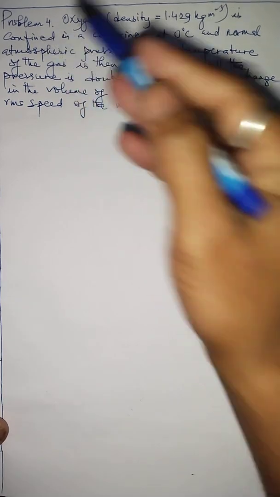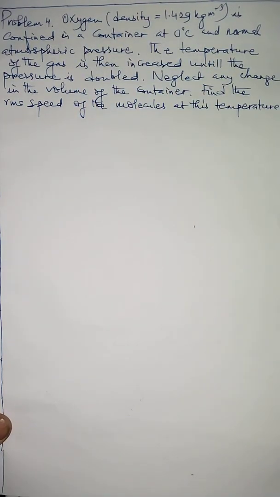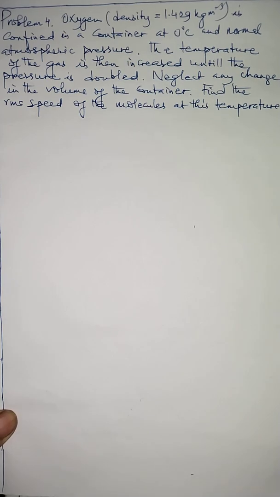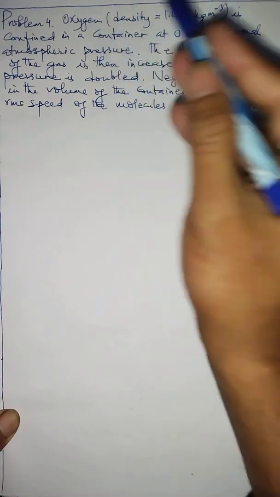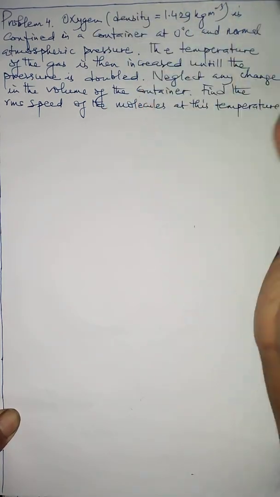Now we solve problem number 4, and this problem is also a problem based on root mean square speed, but in terms of what? Pressure. Because we have already derived the expression of pressure of an ideal gas in terms of root mean square speed, and from that expression we have done also the root mean square speed can be expressed in terms of what? Pressure.